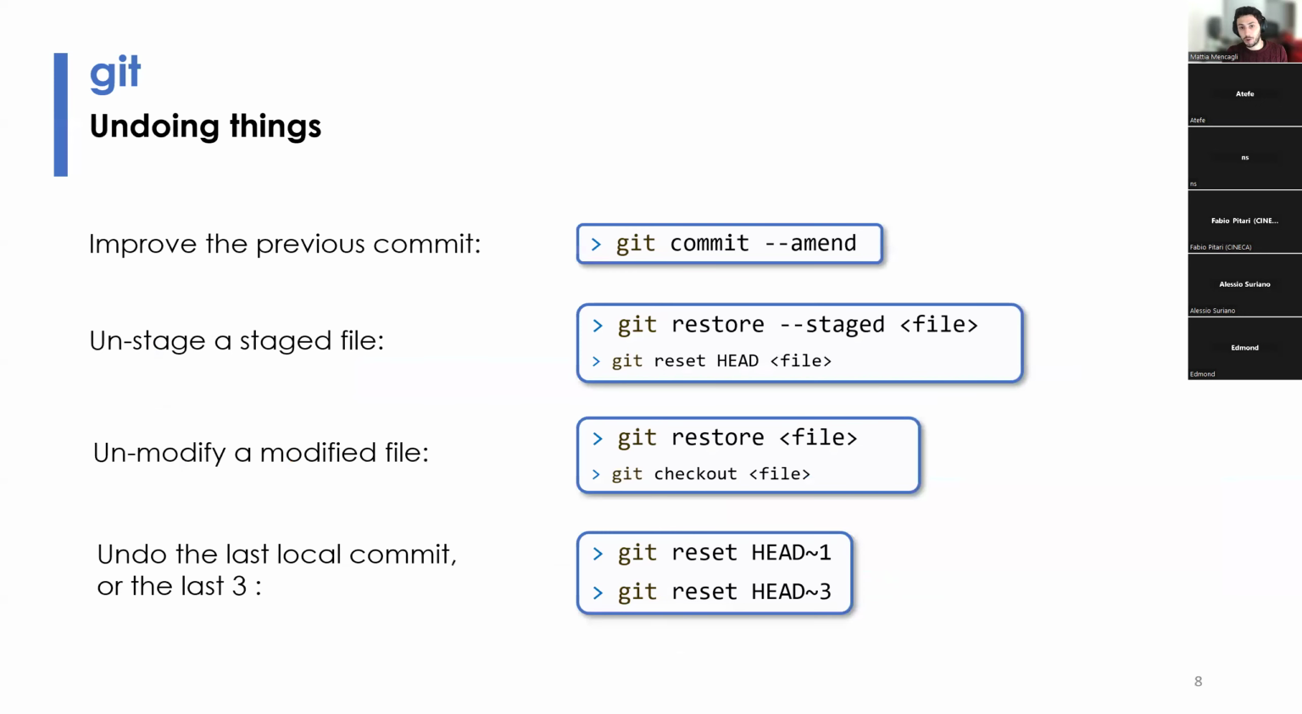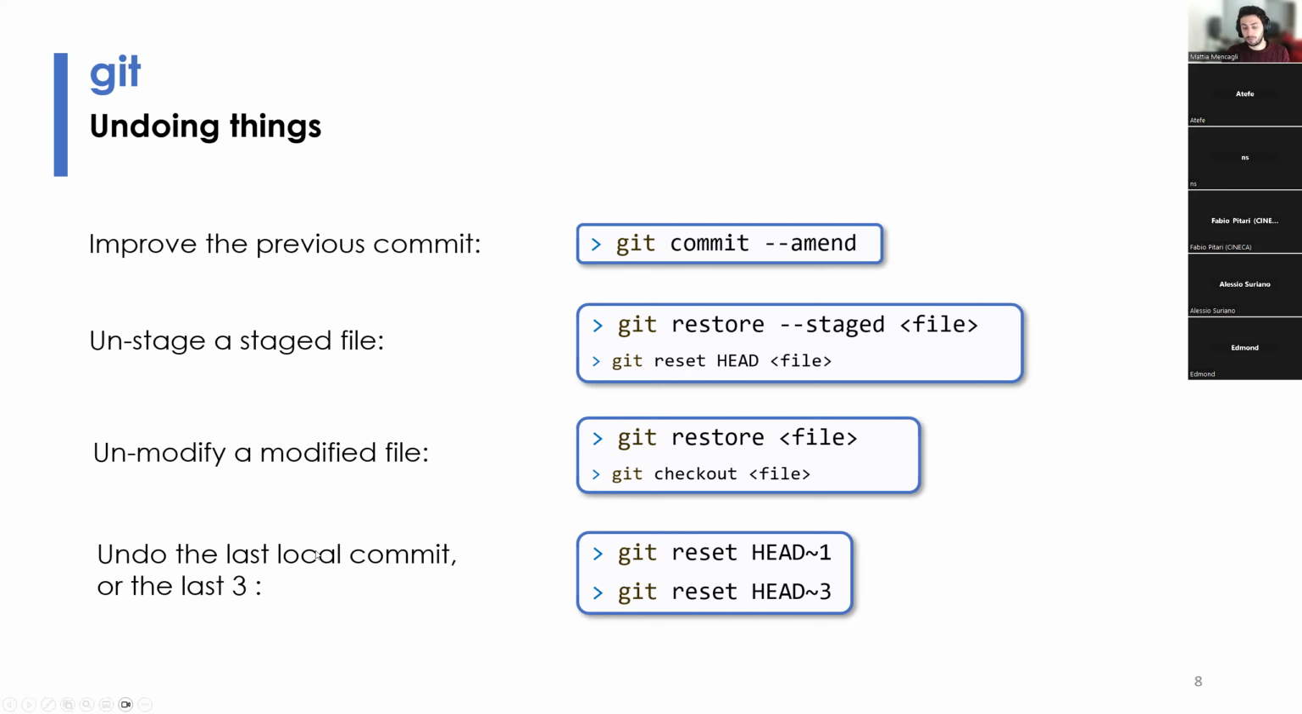An important feature of Git is that you can undo stuff. Of course, you can always retrieve old versions of your code, and this is quite nice. You can improve your previous commit with git commit --amend, unstage a file using the git restore command with the staged option, or use it alone if you want to unmodify a file. In the live exercise later, we'll see applications of this kind of stuff.